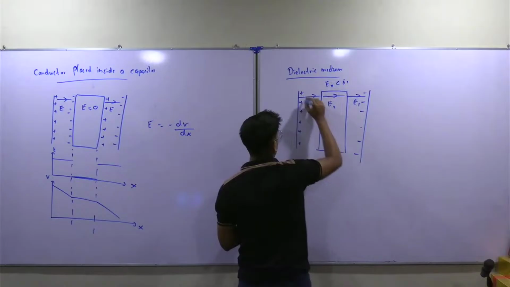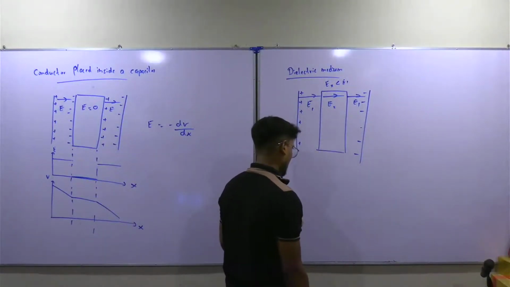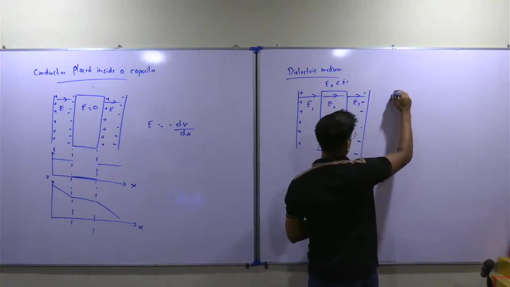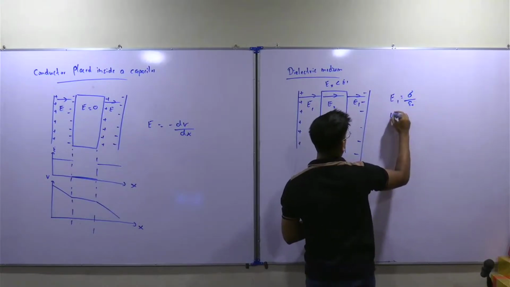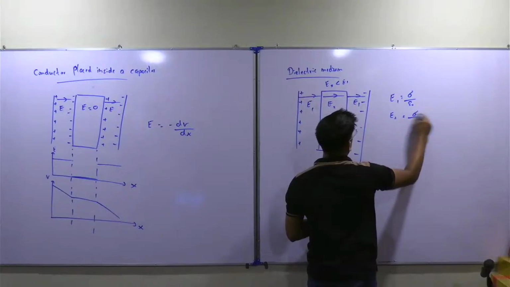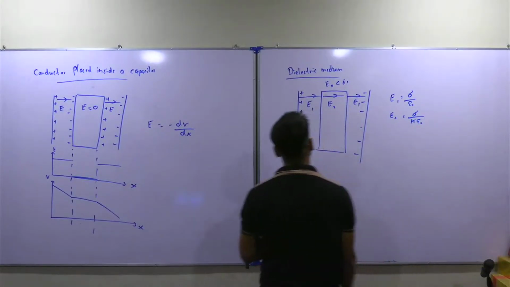Why? What is the reason? There you have vacuum. There you have a dielectric medium. Electric field strength E1 is sigma over epsilon naught. E2 is sigma over K epsilon naught. Can you remember? Here K is the dielectric constant.